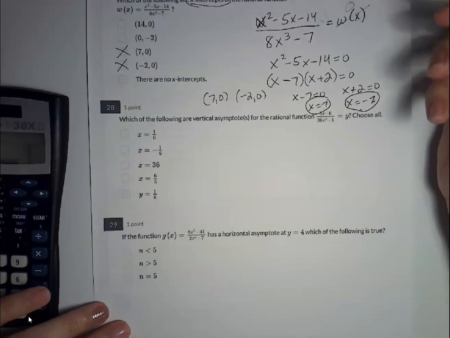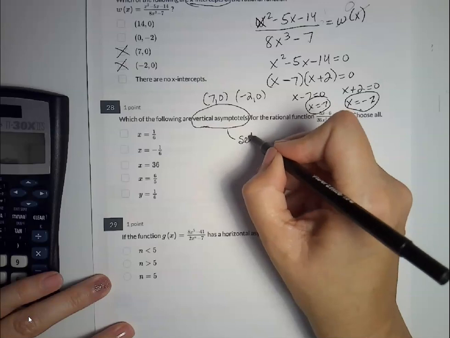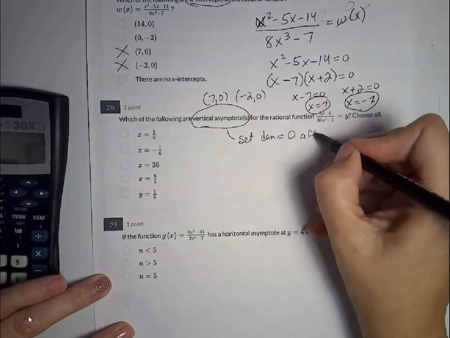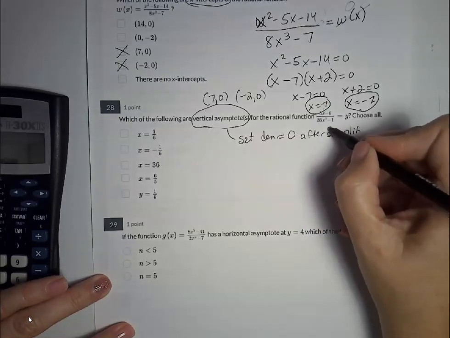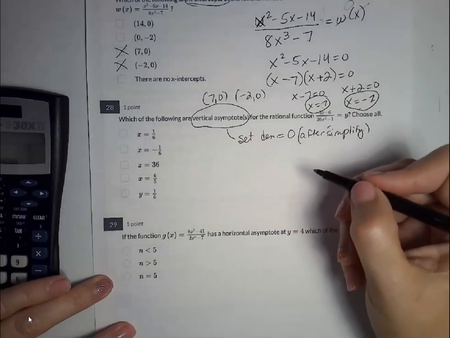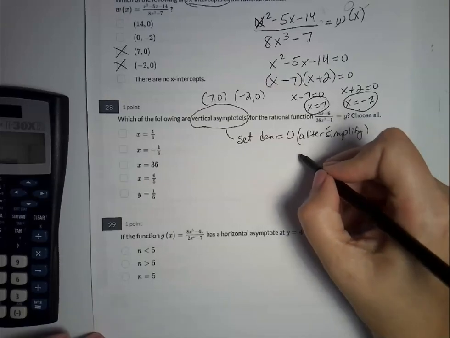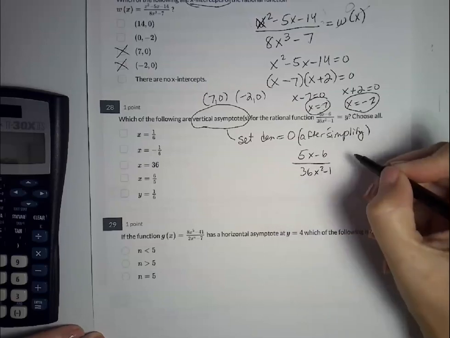Which of the following are vertical asymptotes? Now, we know for vertical asymptotes of rational functions, we set the denominator equal to 0 after we simplify, because we want to make sure we remove any holes first. So first we're going to simplify. So we are given, for ours, 5x minus 6 over 36x squared minus 1.